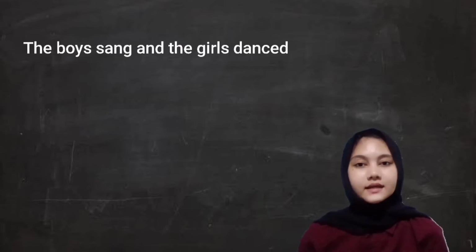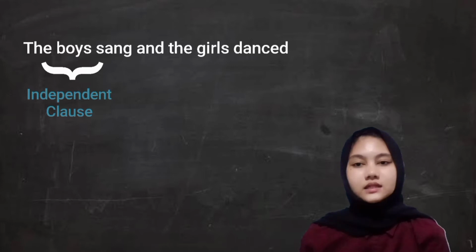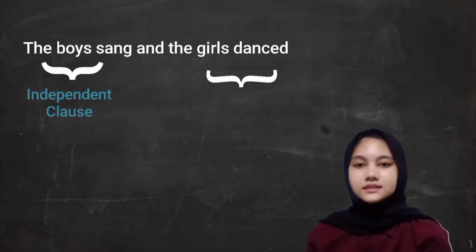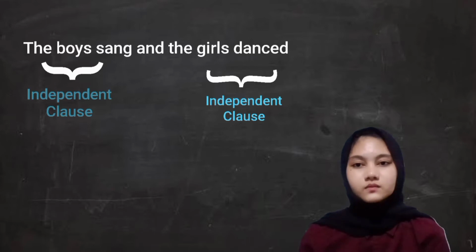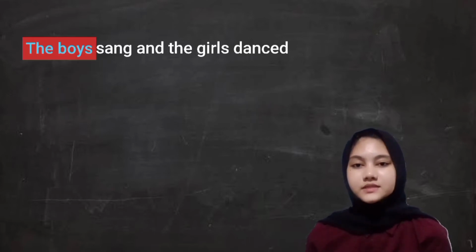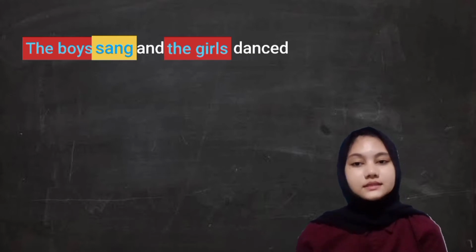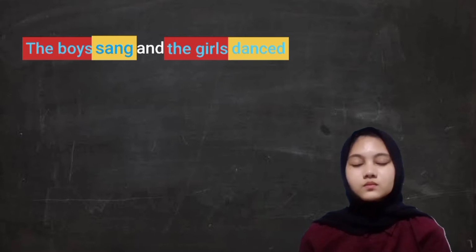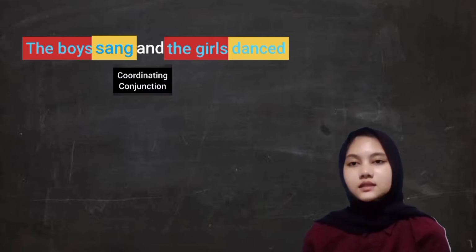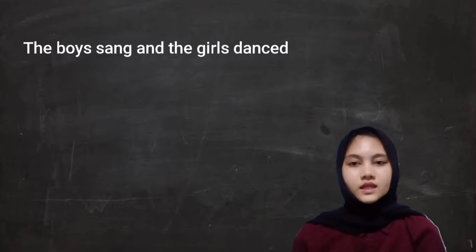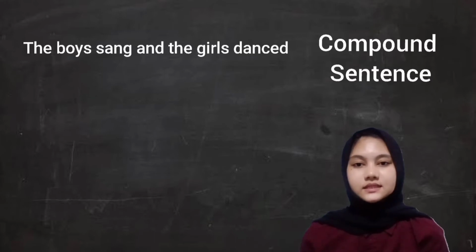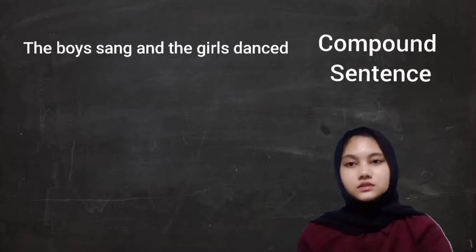The boys sang and the girls danced. This sentence has two independent clauses. The boys sang, and the second one that could stand alone as a sentence is the girls danced. The boys is the subject and sang is the verb. In the other independent clause, the girls is the subject and danced is the verb, and 'and' is a coordinating conjunction. This sentence is also called a compound sentence. A compound sentence is one that has two independent clauses.